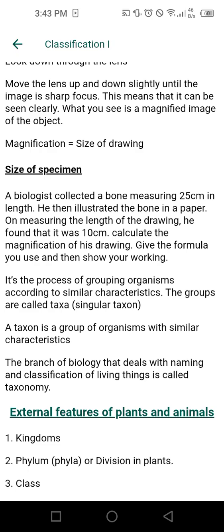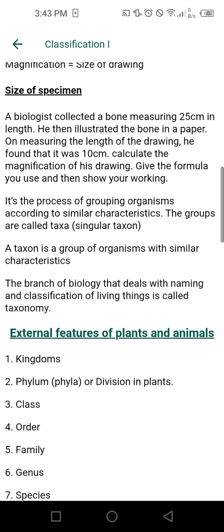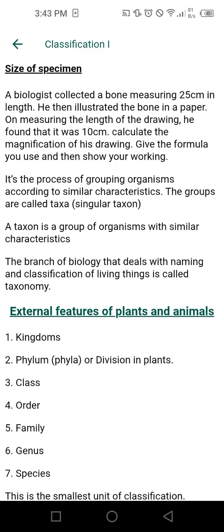Classification is the process of grouping organisms according to similar characteristics. The groups are called taxa, singular taxon. A taxon is a group of organisms with similar characteristics. The branch of biology that deals with naming and classification of living things is called taxonomy.